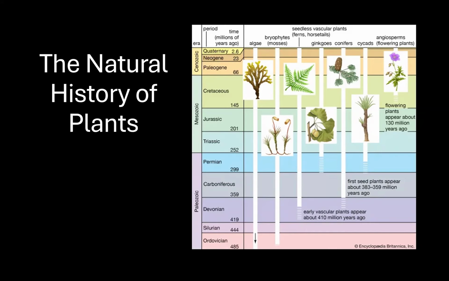So when you look at some of our organisms, such as our algae, and then getting into our non-vascular plants, such as our mosses, our bryophytes, for instance, they go back to the Ordovician period, which is over 400 million years ago. So that's pretty substantial when it comes to the history of plants.